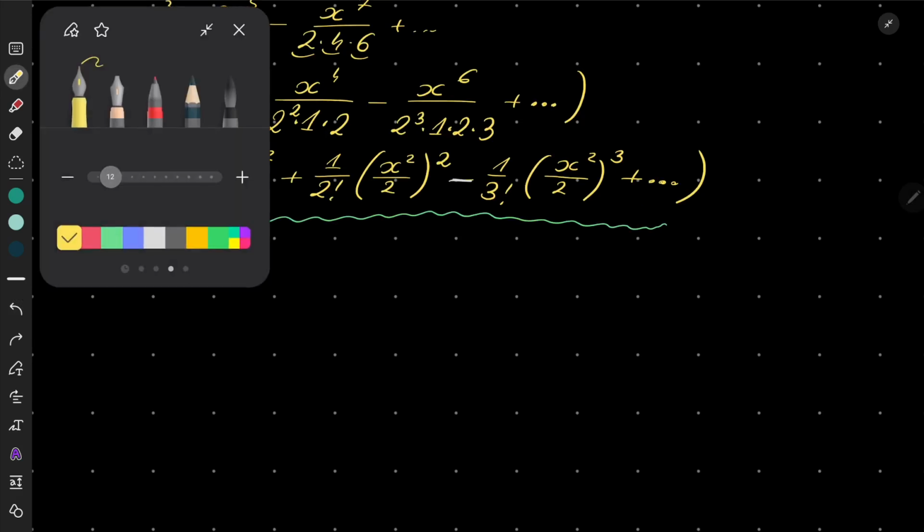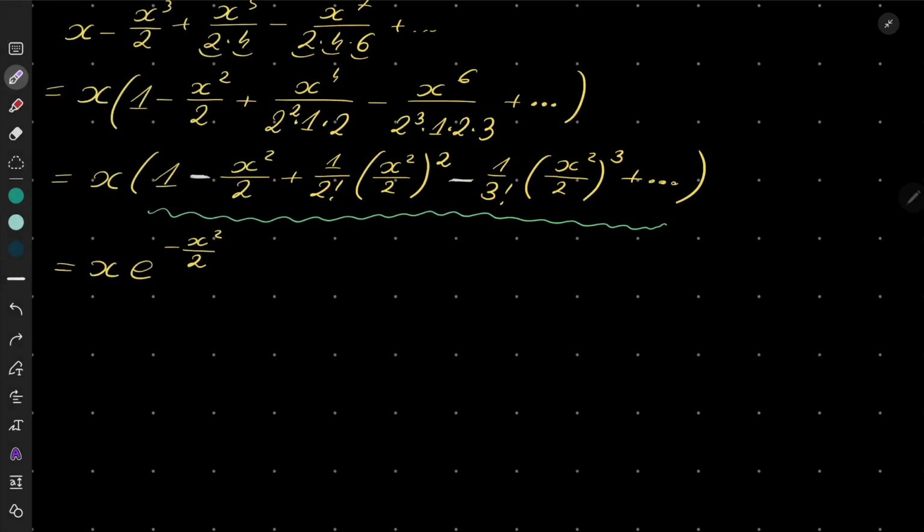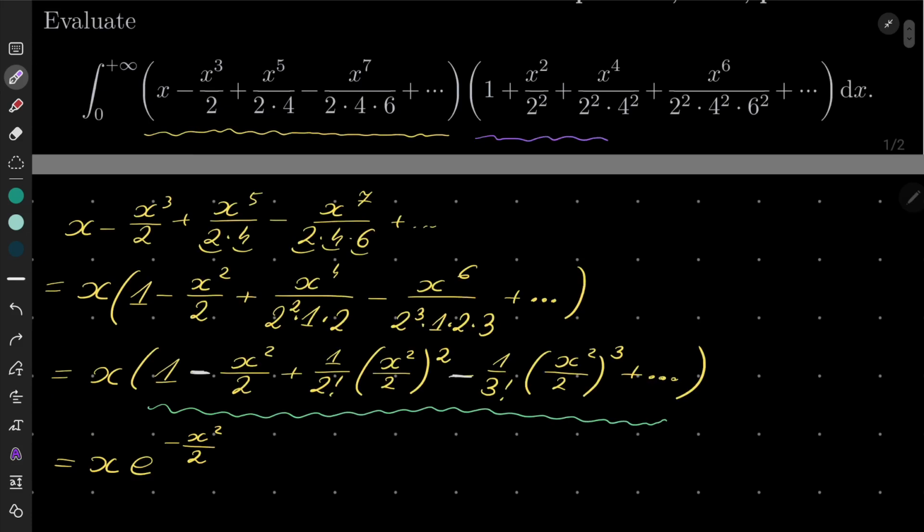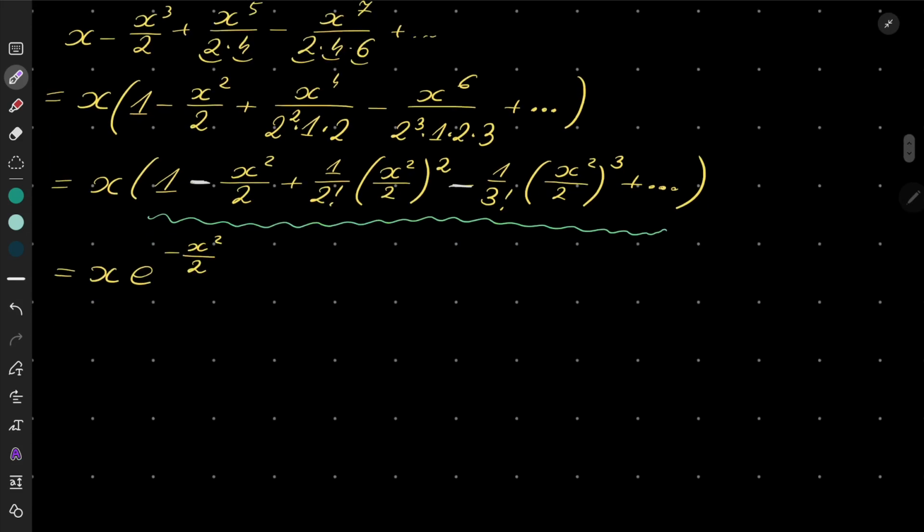What about the second series? Well, unfortunately, the second series has no nice closed form, but we can still write it in a simpler form. Maybe not simpler, but a shorter way using sigma notation.